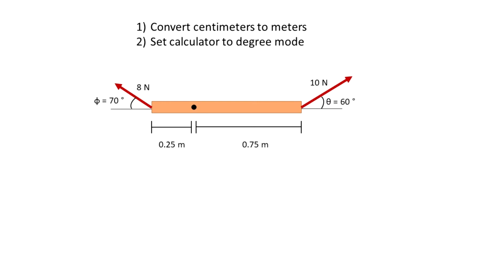We see that the pivot is located 25 centimeters from the left edge and 75 centimeters away from the right edge. We need to convert the centimeters to meters because we are working with newtons and we need the units to match. Torque, by definition, is R cross F.